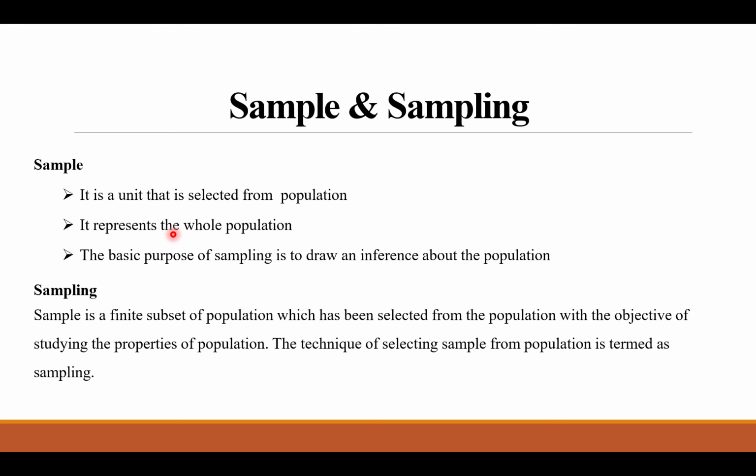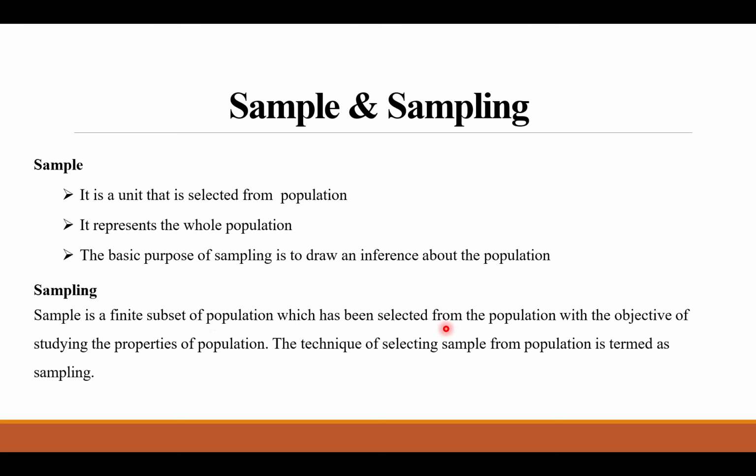Then what is a sample? A sample is a unit that is selected from the population. It represents the whole population. The basic purpose of sampling is to draw an inference about the population. So what is sampling? A sample is a finite subset of the population.